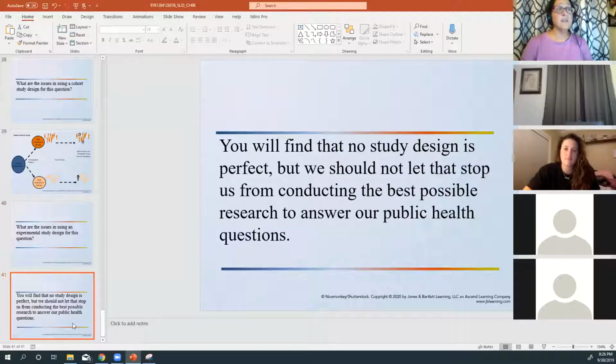Okay, so as I said, you will find that there is not going to be a study design that's perfect, but that doesn't stop epidemiologists from conducting their studies. It shouldn't stop you guys from conducting research if at some point that is what you feel called to do. And so I just wanted to give you an opportunity to ask questions.